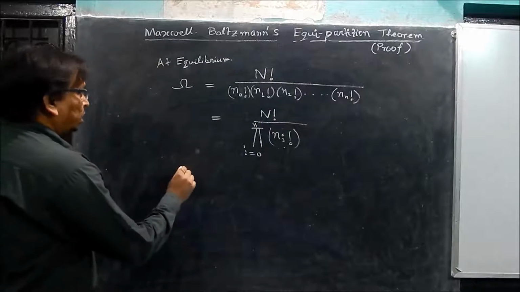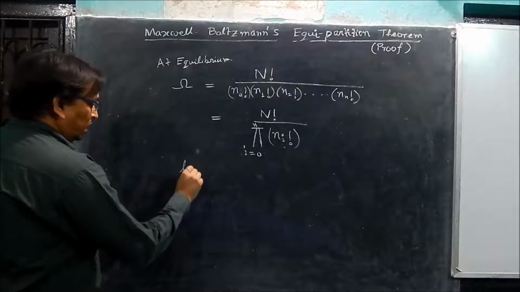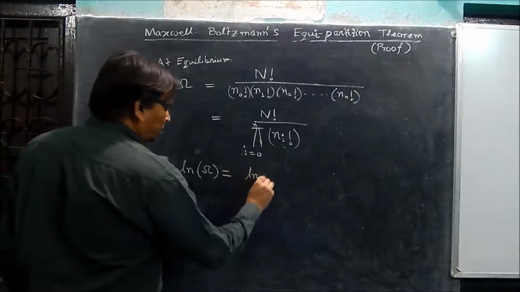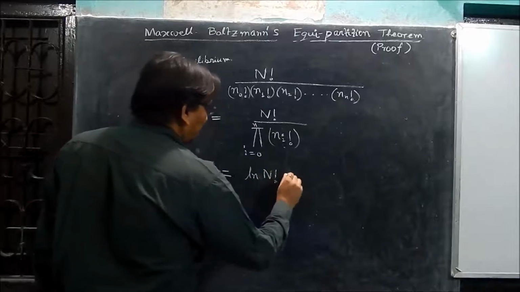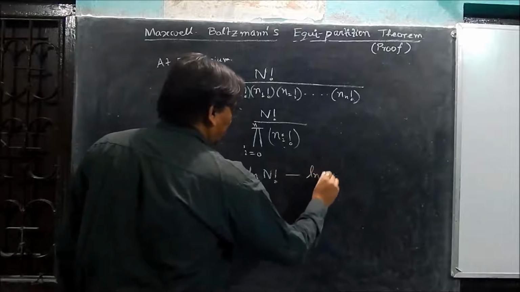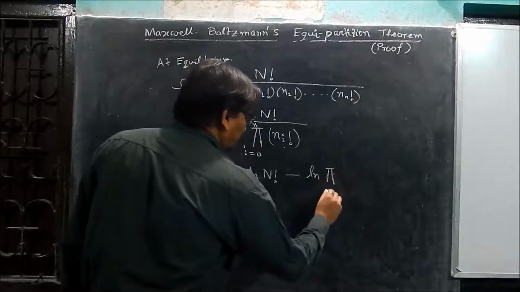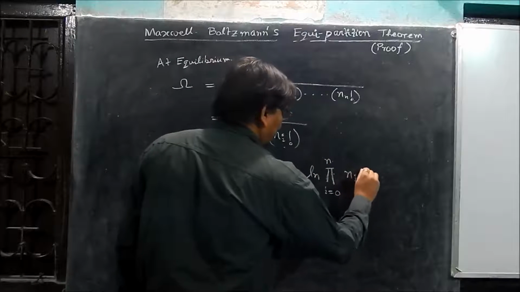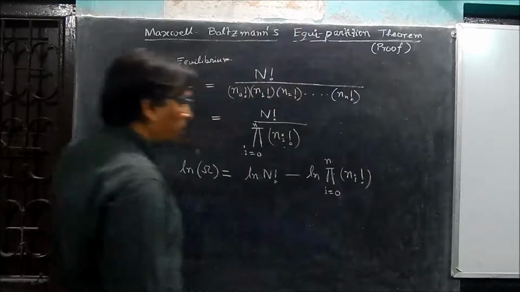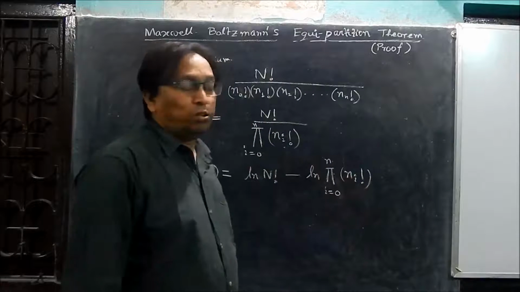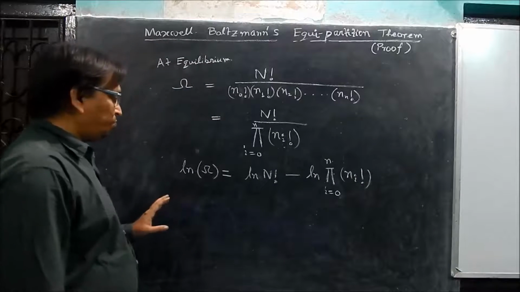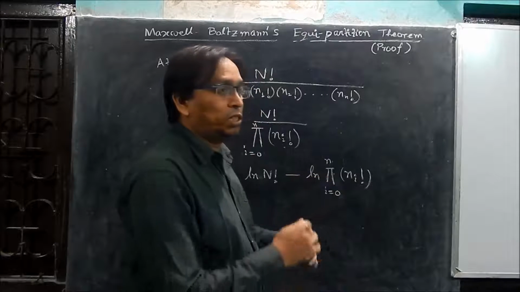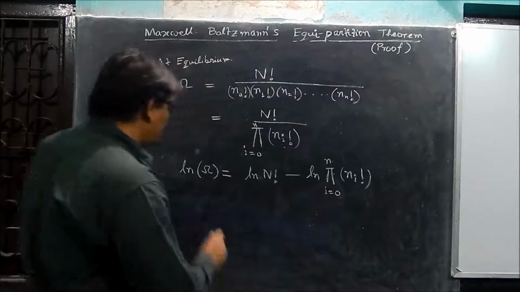How to maximize this? Take the natural logarithm on both sides. So ln omega is equal to ln of N factorial minus ln of pi, i equal to 0 to n, of ni factorial. Now when we take the log of a product, it is converted into a summation.